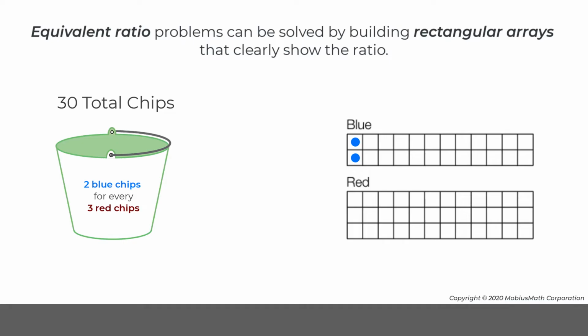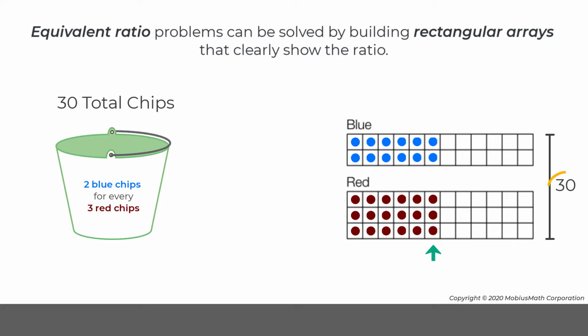One set of 2 blue chips and 3 red chips can be organized in a pair of rectangular arrays. This set represents a total of 5 chips. Additional sets of 2 blue chips and 3 red chips can be added to the arrays until there is a total of 30 chips. Notice that the original ratio of 2 blue chips for every 3 red chips holds for these 30 chips, 12 blue to 18 red.